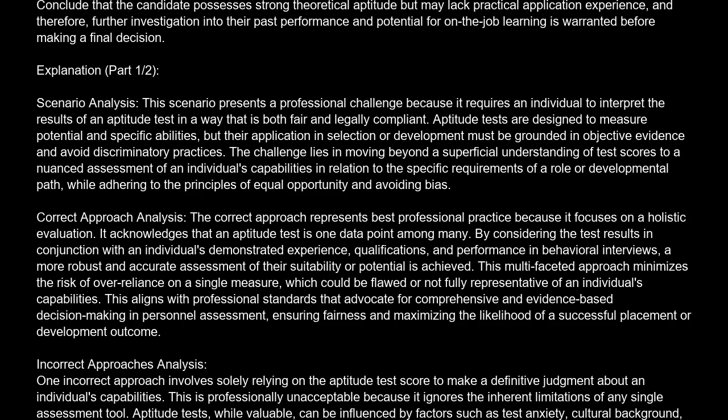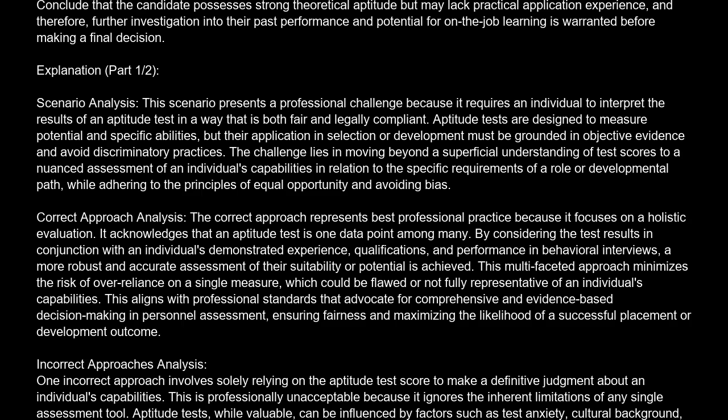Correct approach analysis. The correct approach represents best professional practice because it focuses on a holistic evaluation. It acknowledges that an aptitude test is one data point among many. By considering the test results in conjunction with an individual's demonstrated experience, qualifications, and performance in behavioral interviews, a more robust and accurate assessment of their suitability or potential is achieved. This multifaceted approach minimizes the risk of over-reliance on a single measure, which could be flawed or not fully representative of an individual's capabilities. This aligns with professional standards that advocate for comprehensive and evidence-based decision-making in personnel assessment, ensuring fairness and maximizing the likelihood of a successful placement or development outcome.